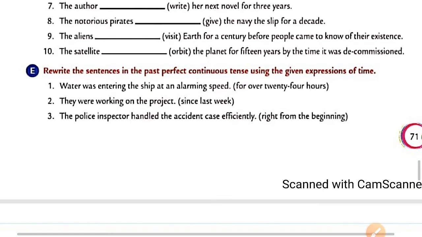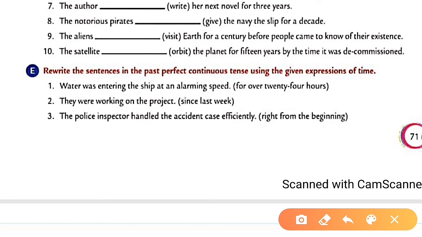Move to next. Rewrite the sentences in past perfect continuous tense using the given expression of time. So first one: the water was entering the ship at an alarming speed. So we have to change this part. The water had been, in place of was we have to write had been. The water had been entering the ship. After the ship, you have to use the words which are given in brackets: for over 24 hours. One more time: the water had been entering the ship for over 24 hours at an alarming speed.